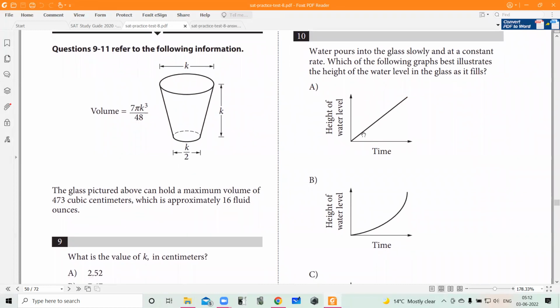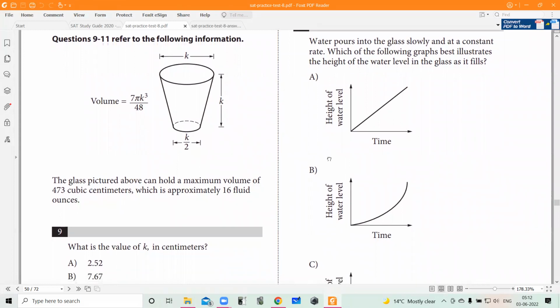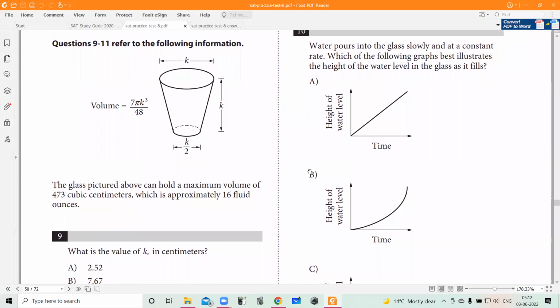Question 9, 11. Okay. What is the value of K in centimeters? You can read the information first. The glass pictured above can hold a maximum volume of 473 cubic centimeters, which is approximately 16 fluid ounces. So volume is 473 is equal to 7 pi K cubed over 48. So 473 times 48.